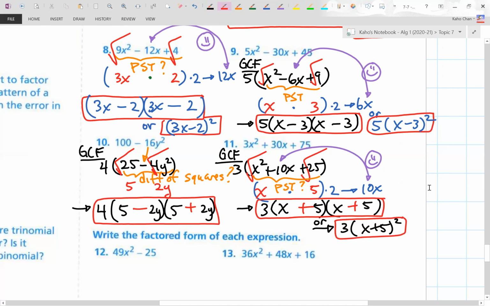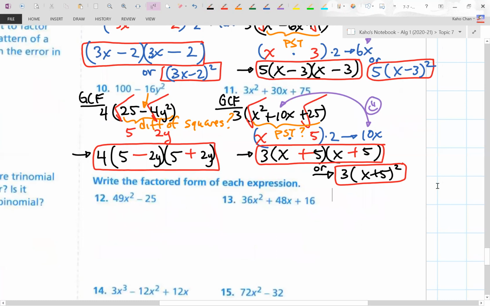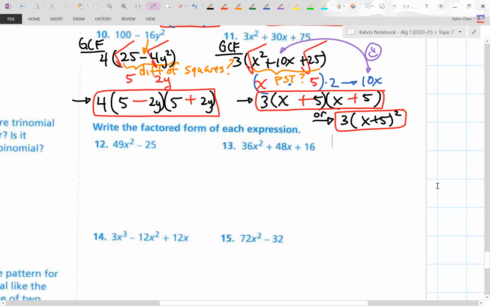How are we doing out there? They get a little harder, definitely. I'm going to keep going. Ooh, number 12. Check your answers for number 10 and 11. Let me know if you have any questions.